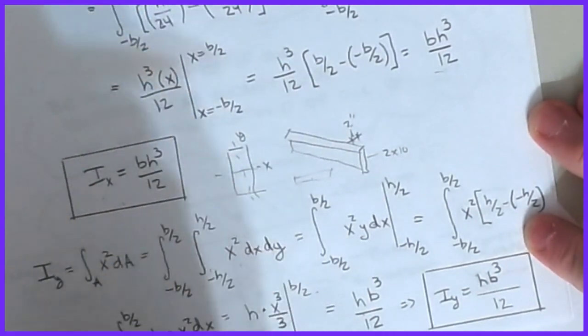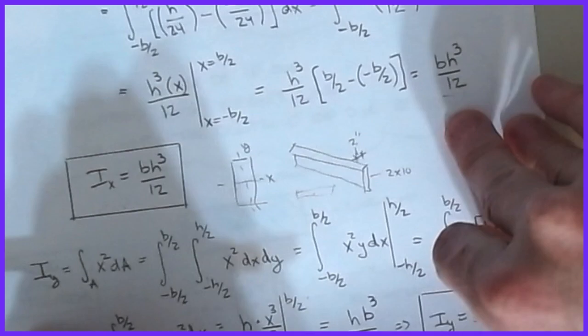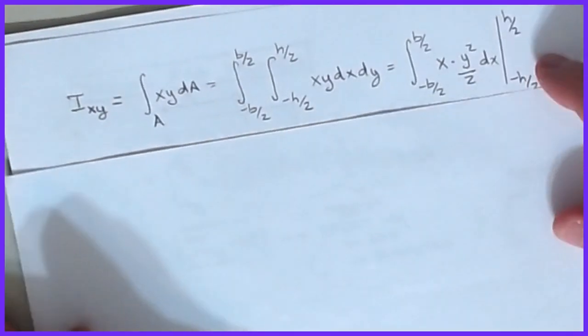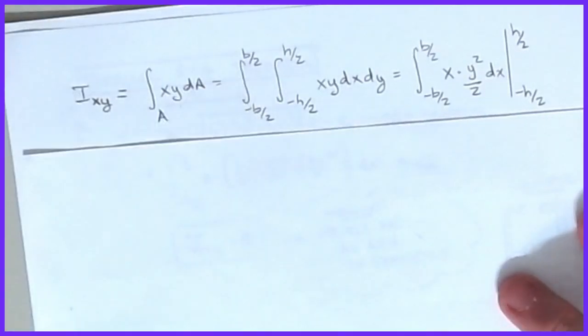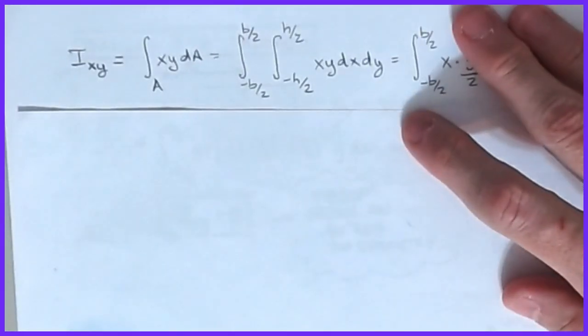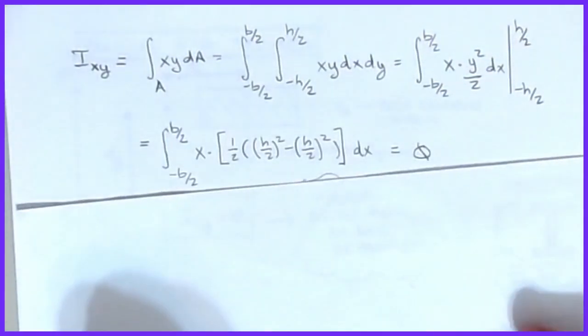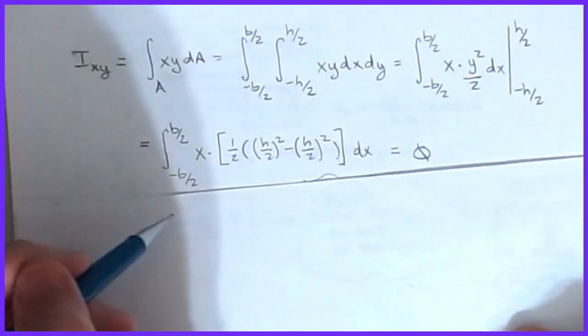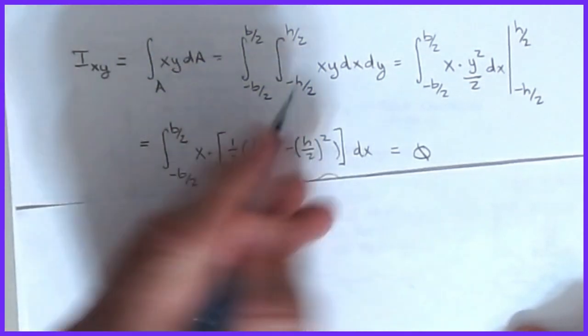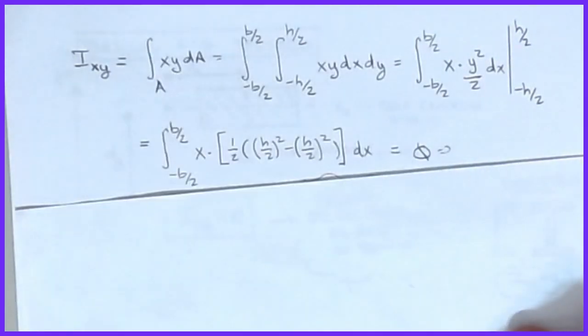Okay, so that's the basics of how these calculations are performed for Ix and Iy. All right, so let's look at the product moment real quick. Same process, same game. The only thing that changes now is that I swap x and y in for that first term, and if we run through the math, I get an integral of b over 2 minus b over 2 of x times this huge quantity. It turns out this ends up being equal to 0.